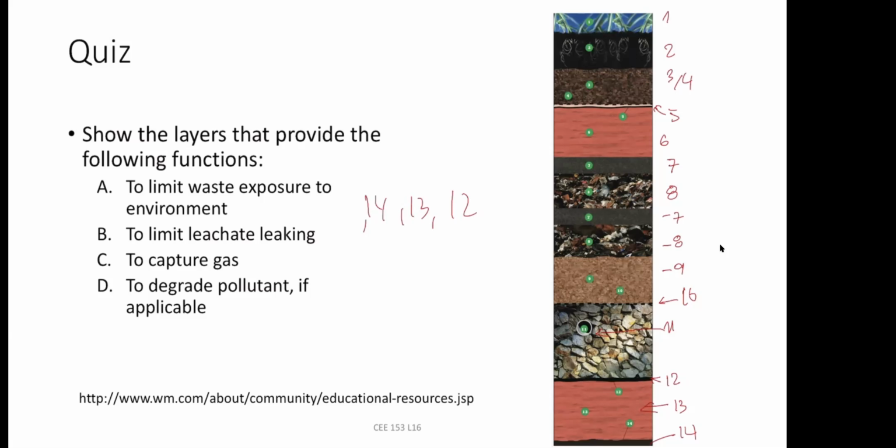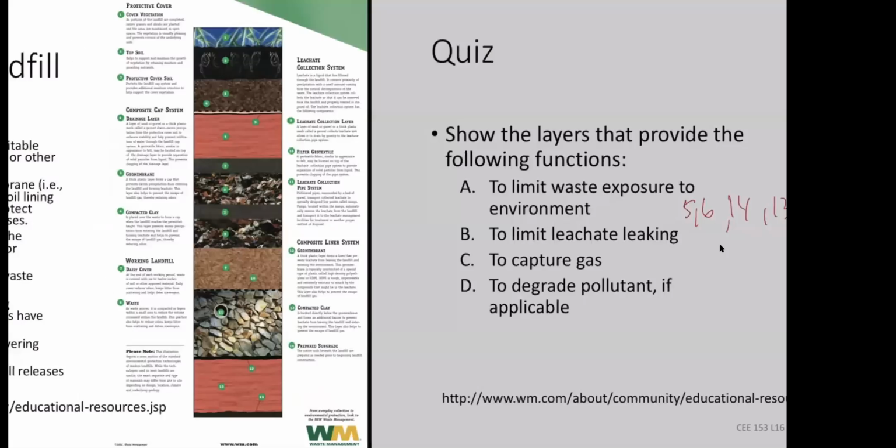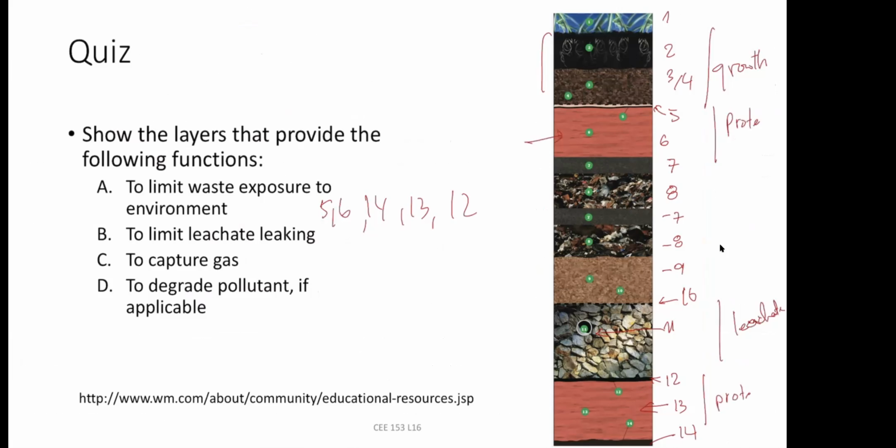2, 3, 4. Usually these are actually not the protection. This is mostly about letting the plants survive. The protection is the clay here. So 5, 6. These are the growth membrane. This is for growth. This is protection. And this is leachate collection, because you see these are gravel, big gravel. Again, I didn't tell you to read everything, so you are just guessing all the things.